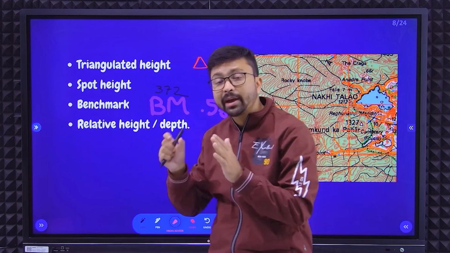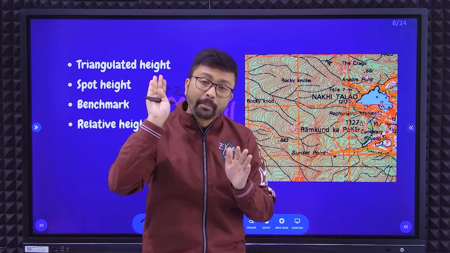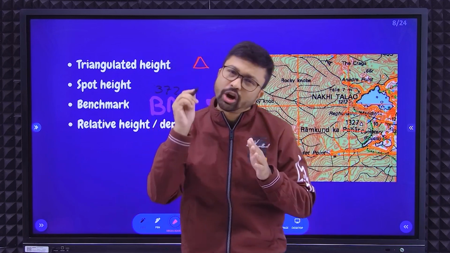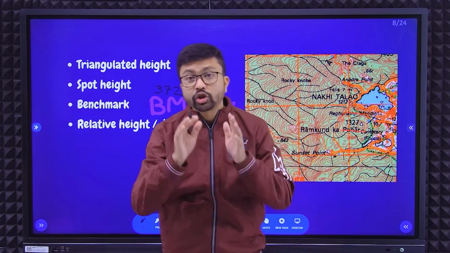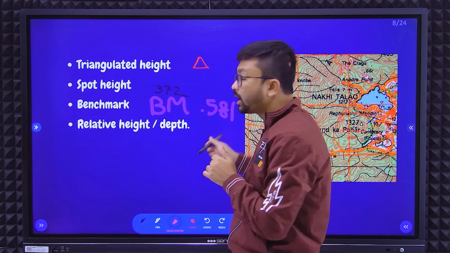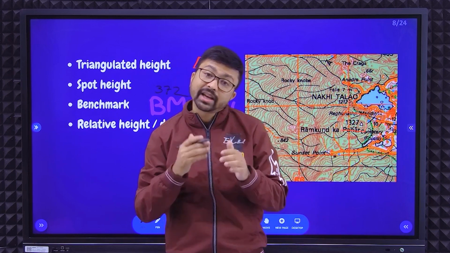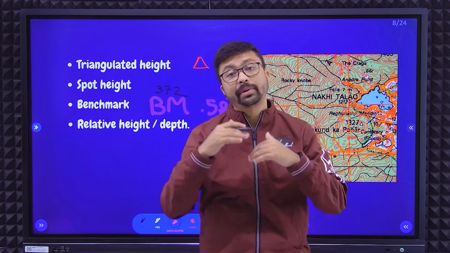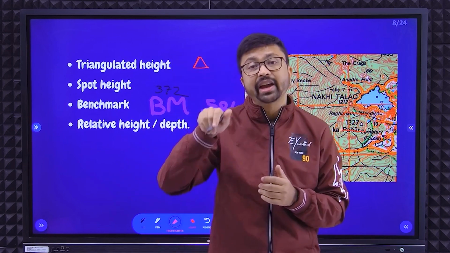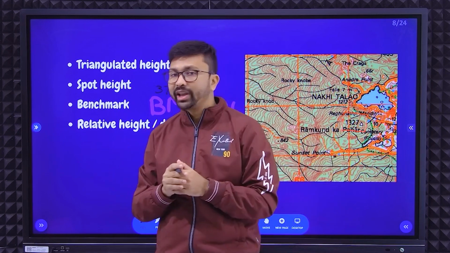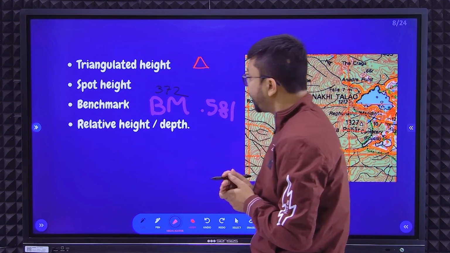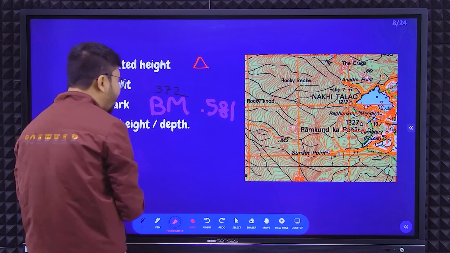this BM and this number will be marked on some permanent place like a big stone or big buildings or sometimes on a tree. So those permanent places will be given that BM and that number. So what will be the advantage? Next time when the surveyor does the survey further in that area, they can take it as a reference and do the survey of the surrounding area, right? So there will be no wastage of time. That's called benchmark.